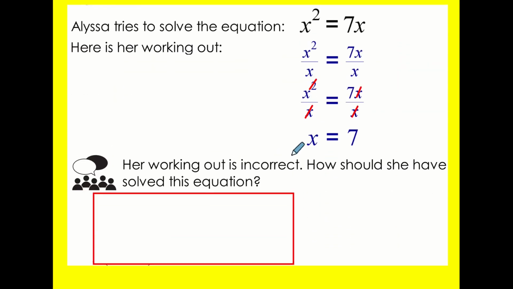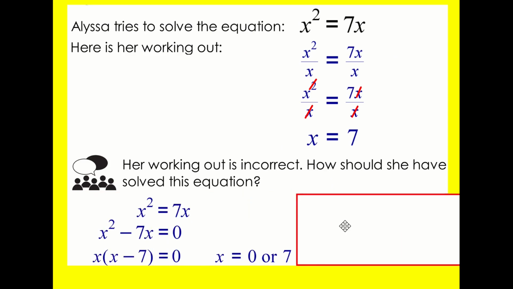Right, just a little question. Lisa tries to solve this equation. Here's her working out. Her working out's incorrect. How should she have solved this equation? So really, she should have done this. Get it all on one side, factorize it, and actually you should get two solutions, 0 or 7.